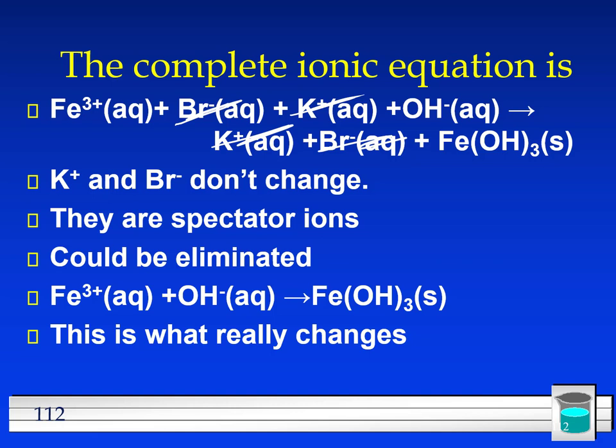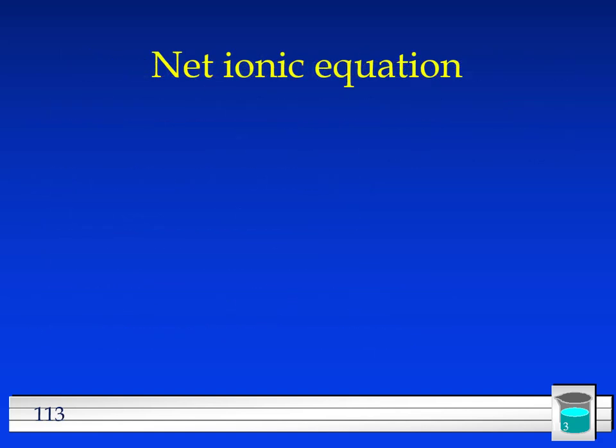So is this reaction right here the complete ionic equation? No, because it's leaving out a whole bunch of ions, so it can't be complete. But it's showing you the ones that actually do something, the ones you actually get changing, right? So the name for that equation is the net ionic equation.